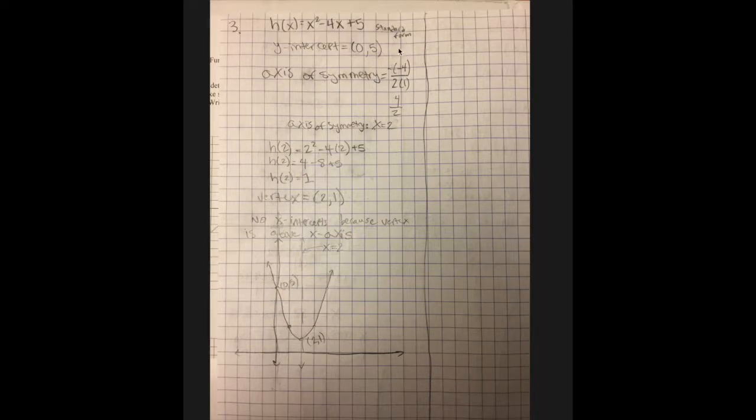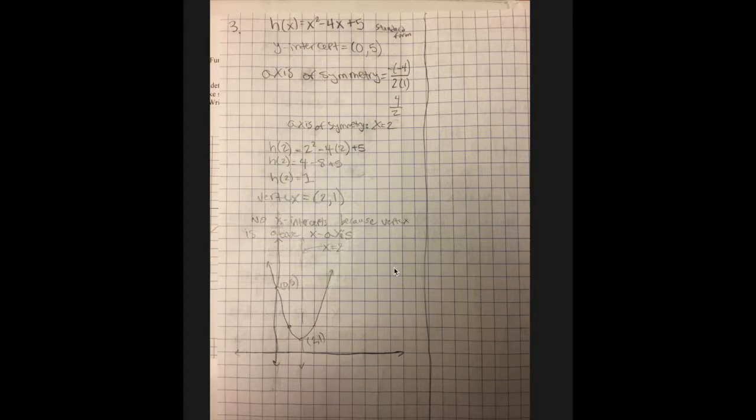Question 3 is already in standard form, so I know the y-intercept, which is (0, 5). Here is the 5. I then calculated for the axis of symmetry by using -b over 2a, which solved to be x equals 2. Then I plugged the 2 into the equation in order to find the y value for the vertex. This solved to be 1, giving me a vertex of (2, 1). There are no x-intercepts because the vertex is above the x-axis.